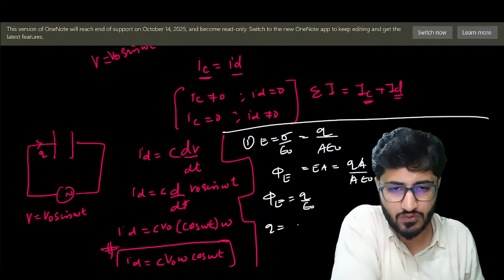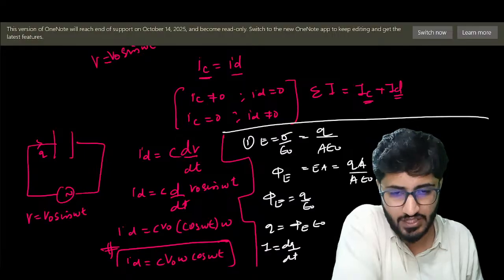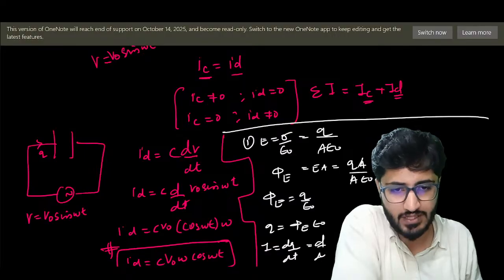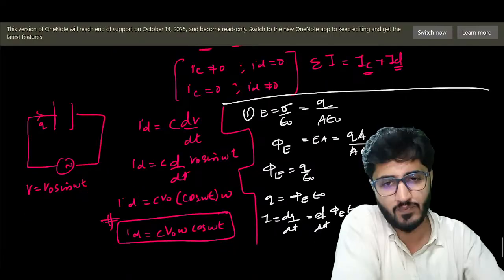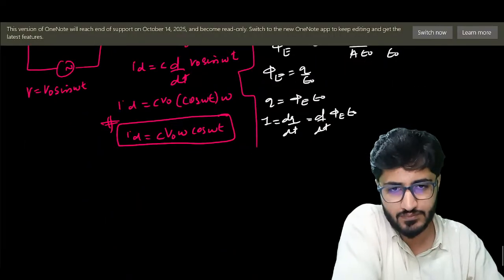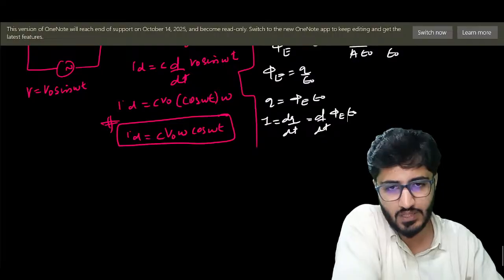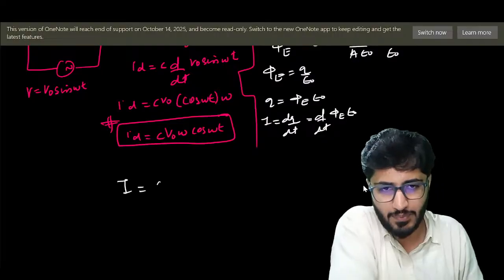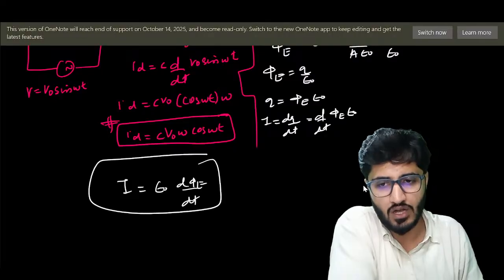So Q equals phi E times epsilon naught. What is current? Current is dQ by dt. I will just differentiate it: d by dt of phi E times epsilon naught. Epsilon naught is constant, so I equals epsilon naught d phi E by dt. This is how you will find your displacement current.